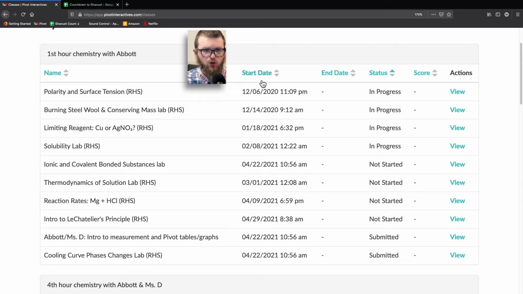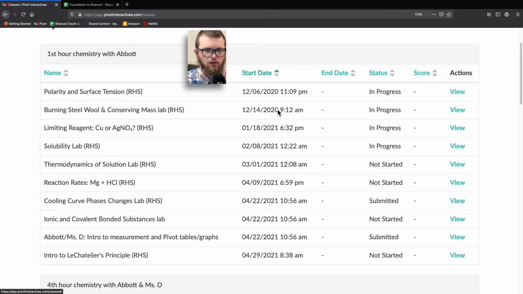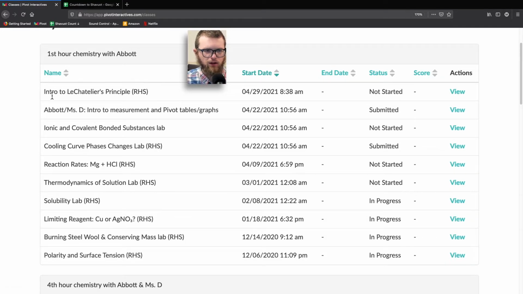So the easiest thing to do might be going to the start date menu and clicking the up arrow to put them in chronological order, or clicking the down arrow to put them in reverse chronological order, where the most recent one should be at the top. So let's hit Intro to Le Chatelier's Principle. We haven't yet started it, and let's click View.